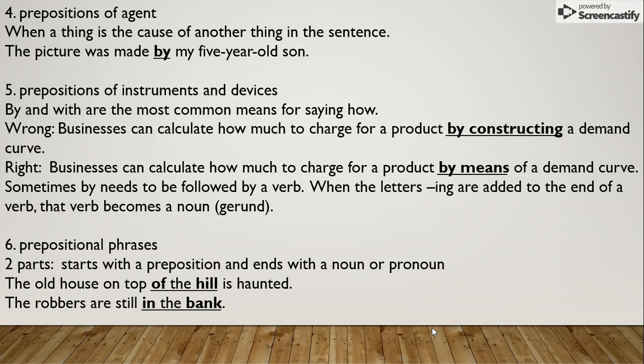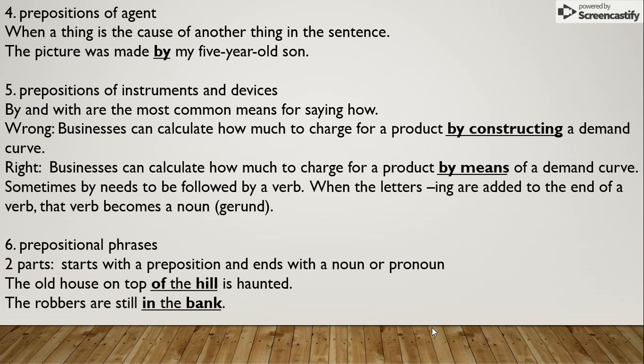You can see here in our first example, businesses can calculate how much to charge for a product by constructing a demand curve. This is not the proper way to write this sentence. Take a look at the word constructing that comes after the word by. To a lot of students, the word constructing looks like a verb, but if you look closely, you'll see that the word constructing ends in the letters ing. And anytime you add ing onto the end of a verb, you have turned that verb into a noun.